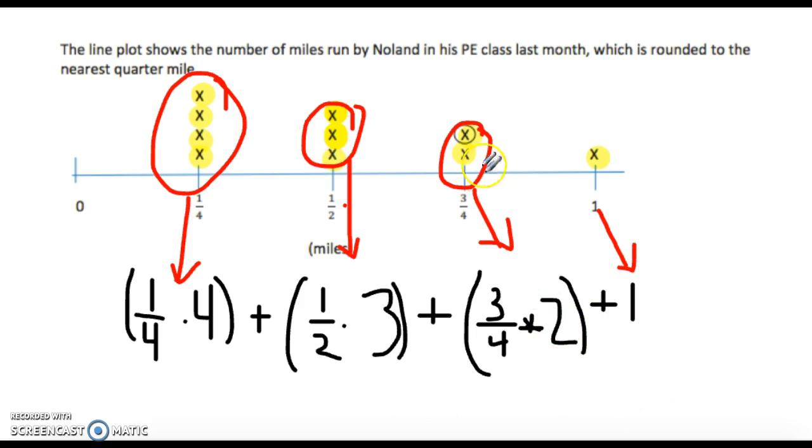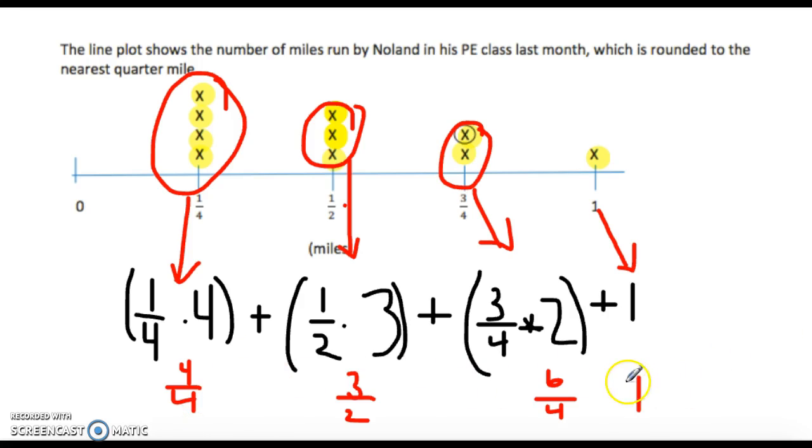So how would I add this up? Well, this would be 1 still. This is 6/4. This is 3/2, and this would be 4/4. Okay, and I then have to add all of these together.